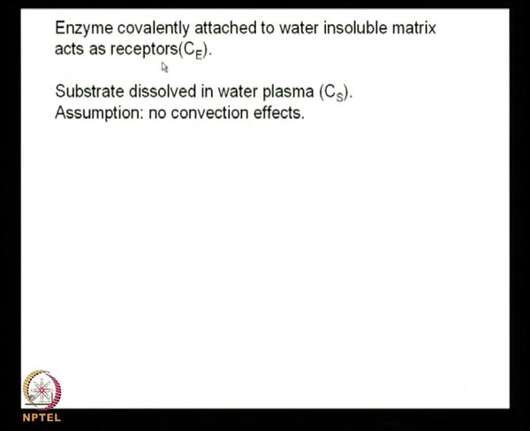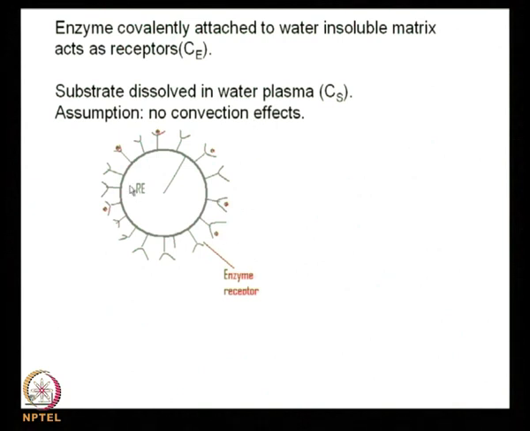So, we consider an enzyme which is covalently attached to a water insoluble matrix and acts as receptors, and the substrate is dissolved in water or plasma, whatever it is, and the assumption is that there are no convection effects. Okay, this is water or plasma, let us call it. So, this is how it looks. This is my matrix, and the red ones are the enzymes, and they are attached to this matrix by being bound to receptors, right.